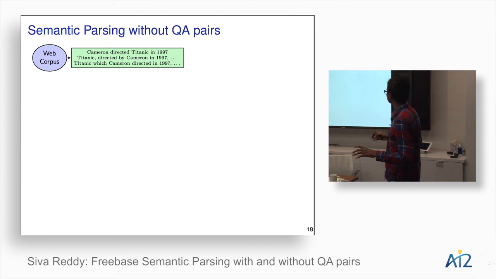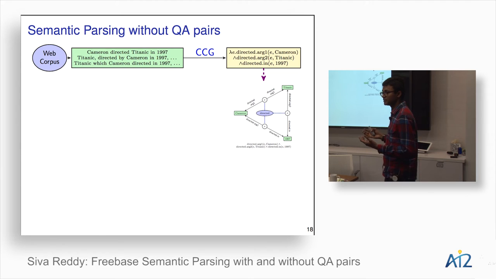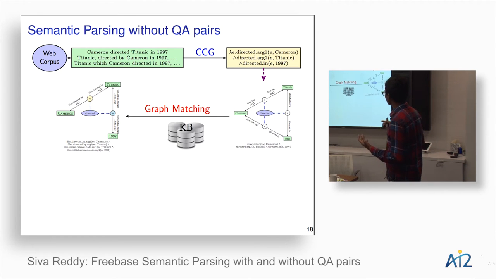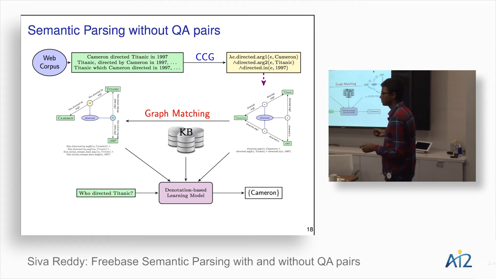you have web sentences, like Cameron directed Titanic in 97, and so on. Using CCG, I parse these sentences into an ungrounded logical form. Once I get that ungrounded logical form, I create a graph-like structure from it. And you know that Freebase is a graph. So I treat semantic parsing as a graph matching problem, where you have the ungrounded natural language graph on one side, and you're trying to convert this natural language graph to the Freebase graph. Using these pairs, I learn a model which can answer a question, given a new question. Okay. So let's look into each of these modules in more detail.